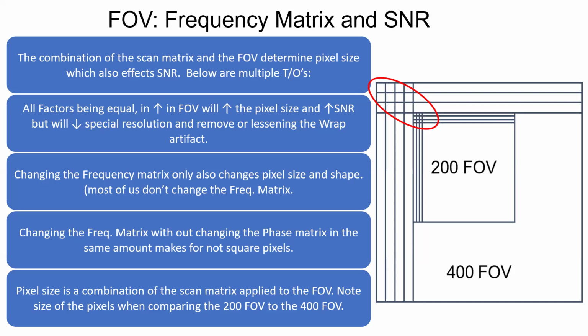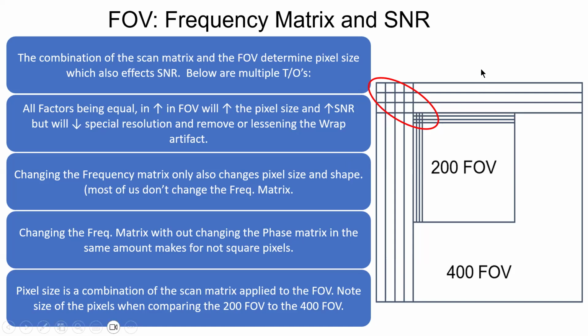Okay, so all factors being equal, an increase in field of view is going to increase your pixel size and increase your signal to noise. But it's going to decrease spatial resolution, okay? And an increase in field of view is going to lessen the chance of the wrap artifact. All right. So changing the frequency matrix is going to change pixel size and shape.